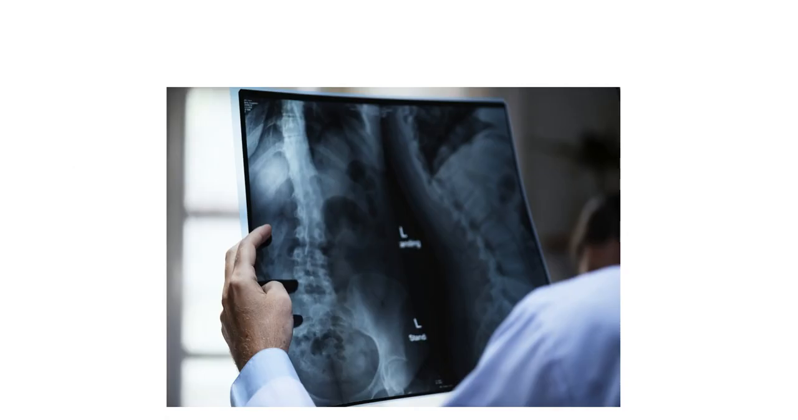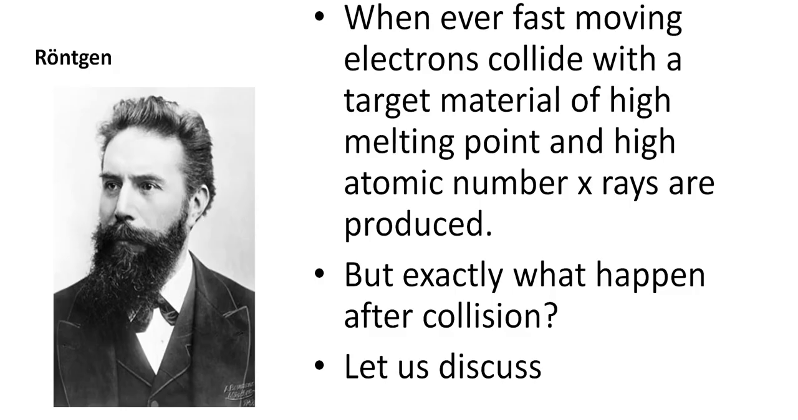We are well aware of the term X-rays, and last time I discussed how X-rays were discovered. It was discovered by the scientist Röntgen, and after that it was concluded that whenever fast moving electrons collide with a target material of high melting point and high atomic number, X-rays are produced. High melting point is required because 90% of the electrons' energy goes into heating the target material. But exactly what happens after collision?